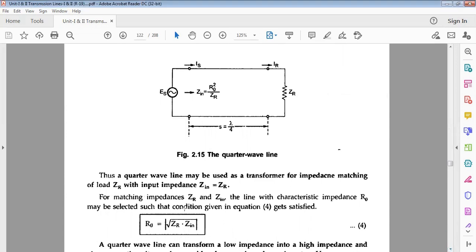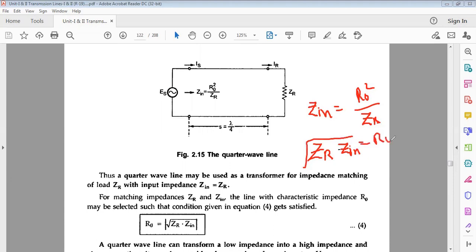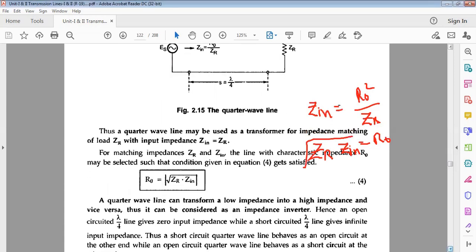For the matching impedance, we got the equation Zin is equal to R0 square whole divided by ZR. Now I can write it as ZR into Zin, the product under root is equal to R0. Okay. A quarter wave line can transform a low impedance into a high impedance and vice versa. Thus, it can be considered as an impedance inverter.